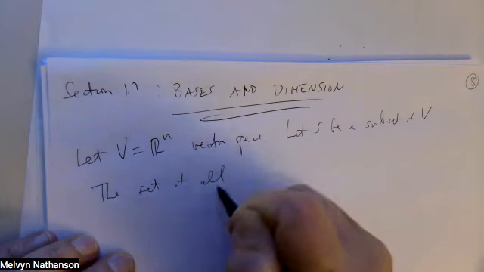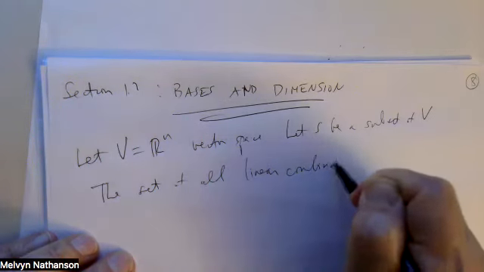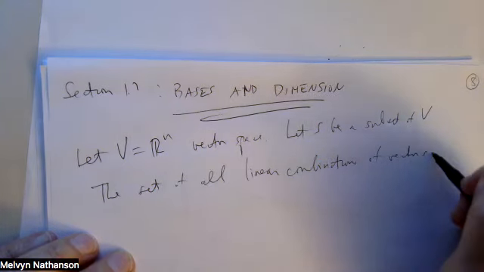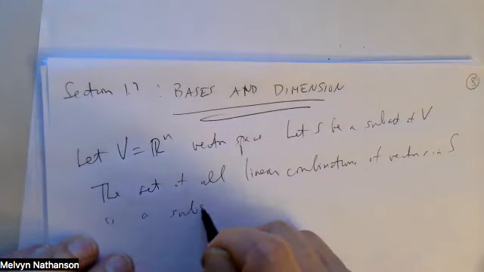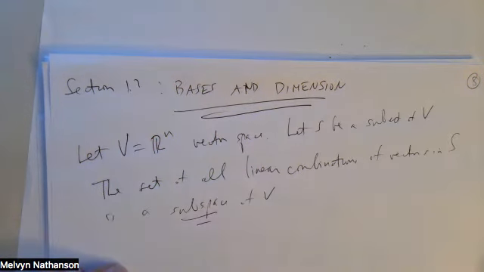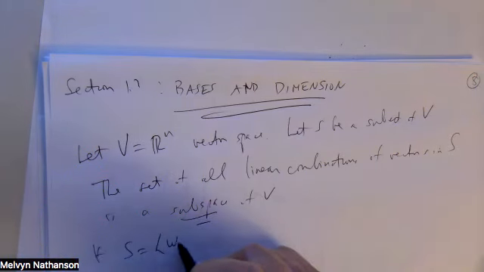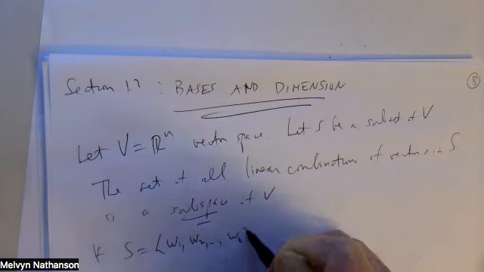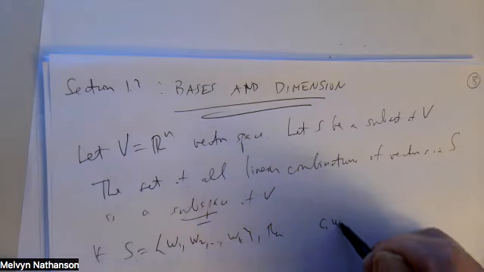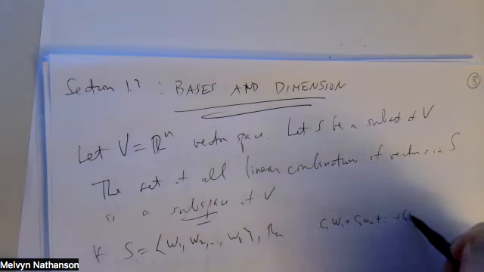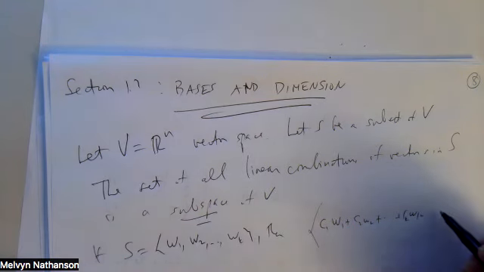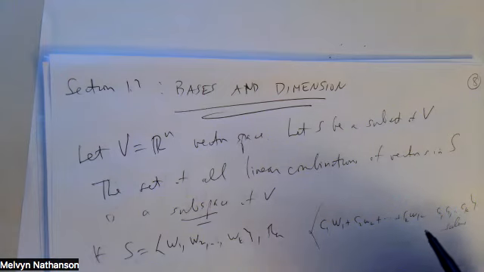The set of all linear combinations of vectors in S is a subspace of V. Remember, a subspace of a vector space is a subset that contains the zero vector and is closed under vector addition and scalar multiplication. So for example, if S is the finite set of vectors W1, W2, up to W sub K, then linear combinations are C1 W1 plus C2 W2 plus up to CK WK. And you look at the set of all linear combinations for all scalars C1, C2, up to CK, and this is a subspace.